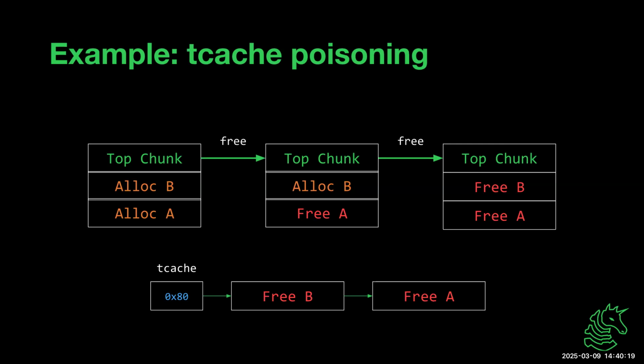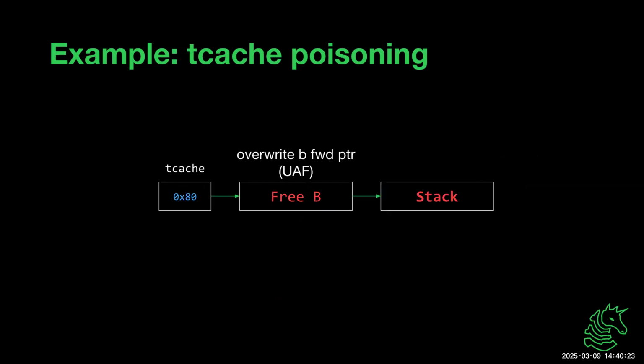What we will now do is use a use-after-free to corrupt B's metadata, and we will specifically make B's forward pointer point to a stack address. Let's say we know where the stack is. malloc is again extremely stupid. It does not check that the chunk it's returning is actually in the heap. It will happily return a chunk to you on the stack or in libc, wherever you want.